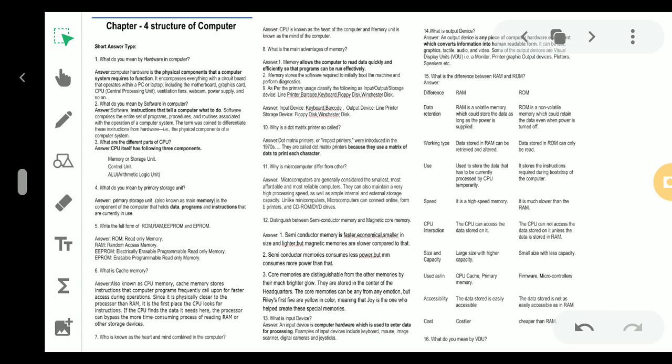Okay. Why are microcomputers different from others? Microcomputers are generally considered the smallest, most affordable and most reliable computers. They can also maintain a very high processing speed as well as ample internal and external storage capacity, unlike the other computers. Okay, now the difference between semiconductor and magnetic core memory. Semiconductor memory is faster, smaller in size and lighter, but magnetic memories are slower compared to that. Semiconductor memories consume less power, but magnetic core memory consumes more power.